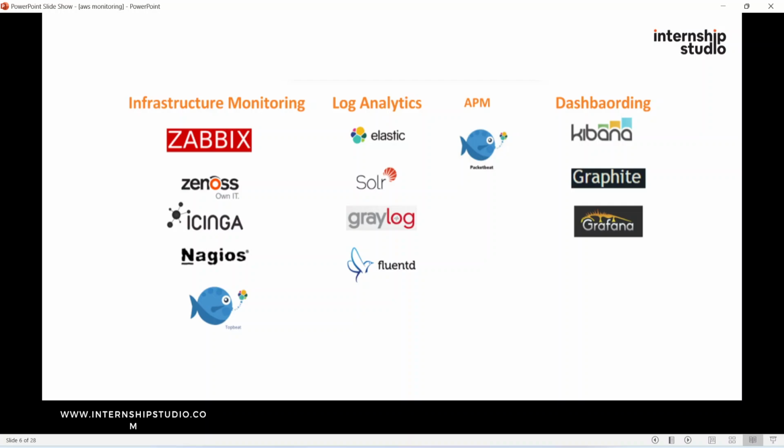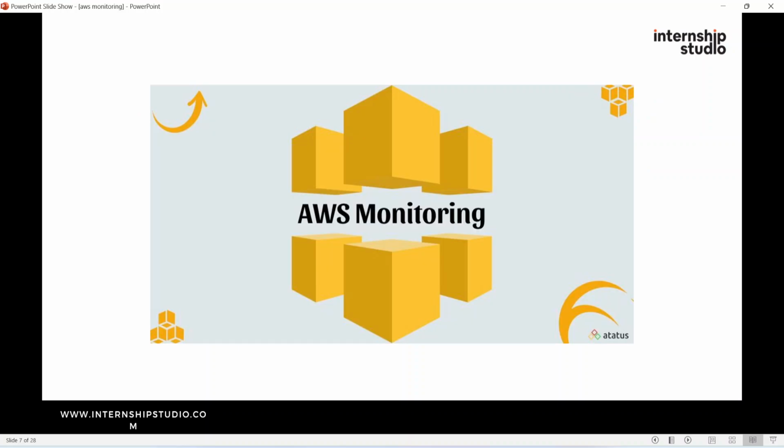So yeah, this is about dashboarding. Coming to the AWS monitoring, we'll see how AWS monitoring works, and what all the native stuff it has.